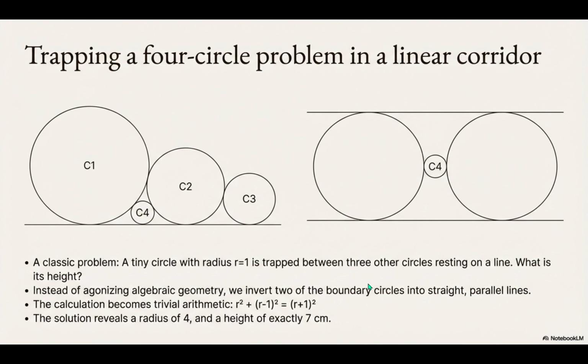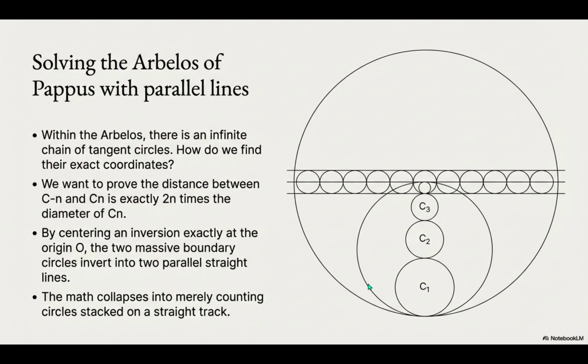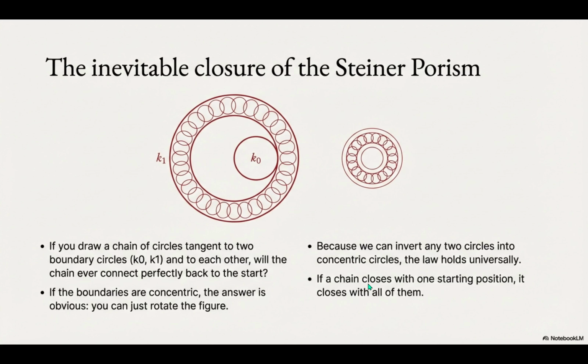And this same principle of flattening boundaries applies to an even more elaborate puzzle known as the Steiner Porism. I love the Steiner Porism. Imagine you have 2 boundary circles, one sitting entirely inside the other, but they are off-center, totally asymmetrical. Now imagine drawing a chain of smaller circles in the gap between them, with each new circle touching the inner boundary, the outer boundary, and the previous circle in the chain. Think of it like a beaded necklace trapped between 2 rings. A great way to visualize it.